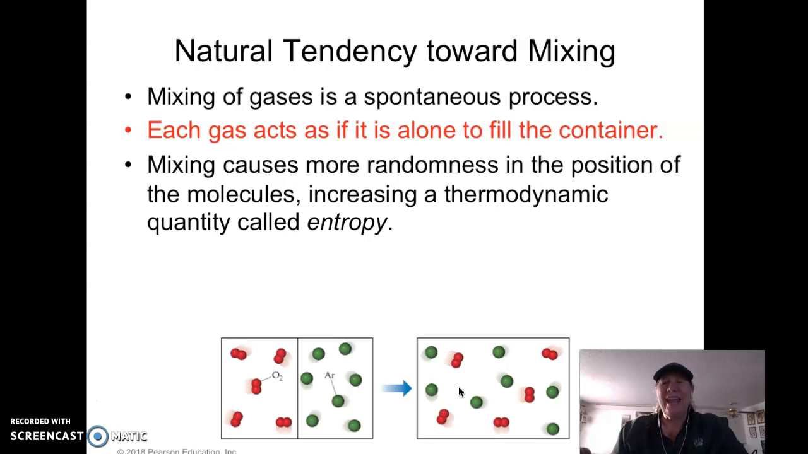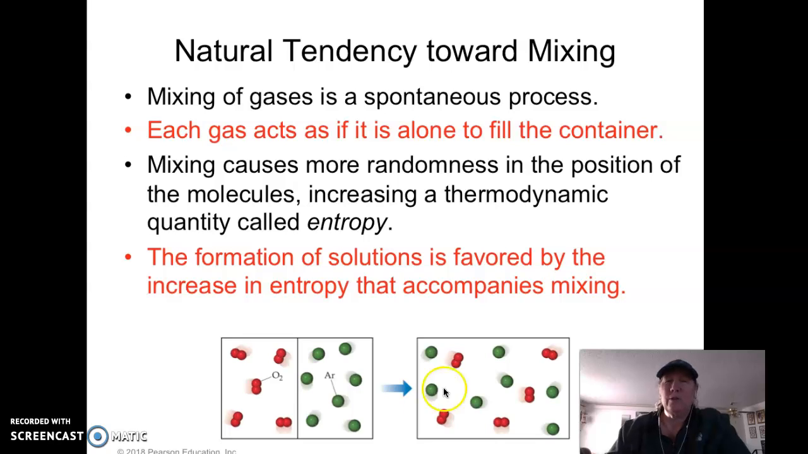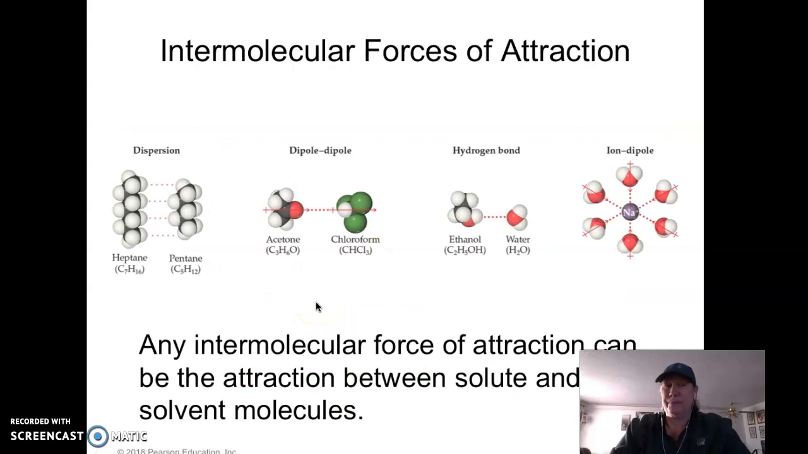We've already talked about enthalpy. Enthalpy is the increase or the decrease in heat, but entropy is the randomness, okay? So when you mix gases, they like to increase in their randomness. So the formation of solutions is favored by an increase in entropy, an increase in randomness. That's what happens when you mix things together.